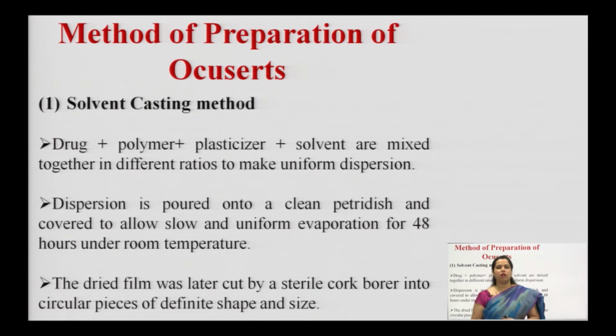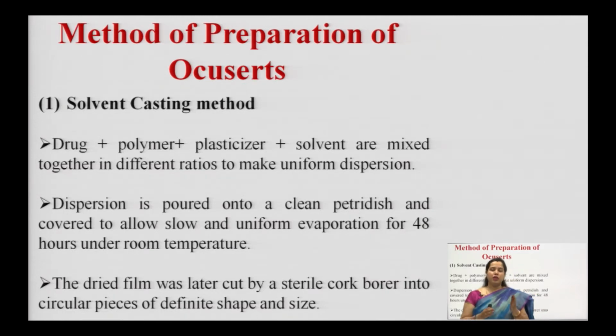Method number one for preparing Ocusert is the solvent casting method. In this method, drug, polymer, plasticizer, and solvent are mixed together in different ratios to make a uniform dispersion, to make further the film or Ocusert or insert for ocular administration. That dispersion is poured onto a clean petri dish and covered to allow slow and uniform evaporation for 48 hours under room temperature.